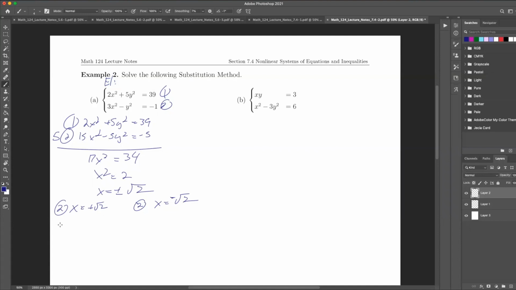So here I have 3 times positive square root of 2 squared minus y squared equals negative 1. Let's just do it one at a time. So positive square root of 2 squared is just 2. 3 times 2 is 6.